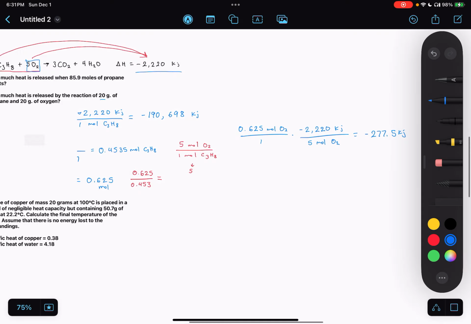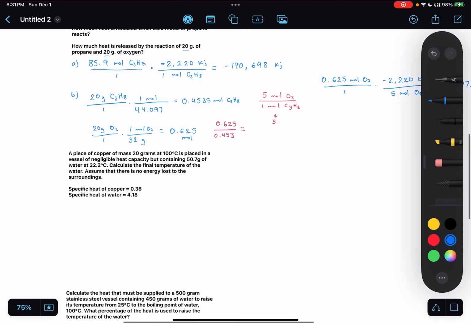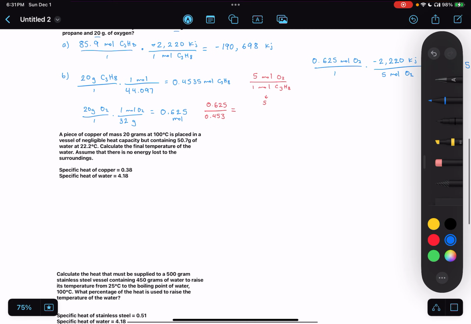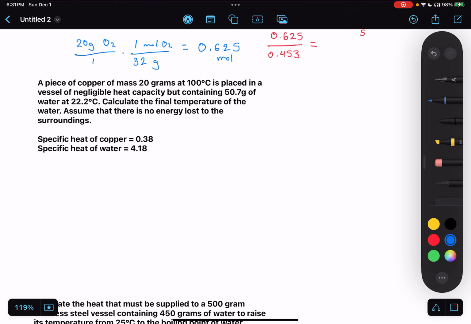All right. Whoa, kind of went crazy on there. Oh my God, that's just the first question. A piece of copper of mass 20 grams at 100 degrees Celsius is placed in a vessel of negligible heat capacity, but containing 50.7 grams of water at 22.2 degrees Celsius. Calculate the final temperature of the water. Assume that there is no energy loss to the surroundings.